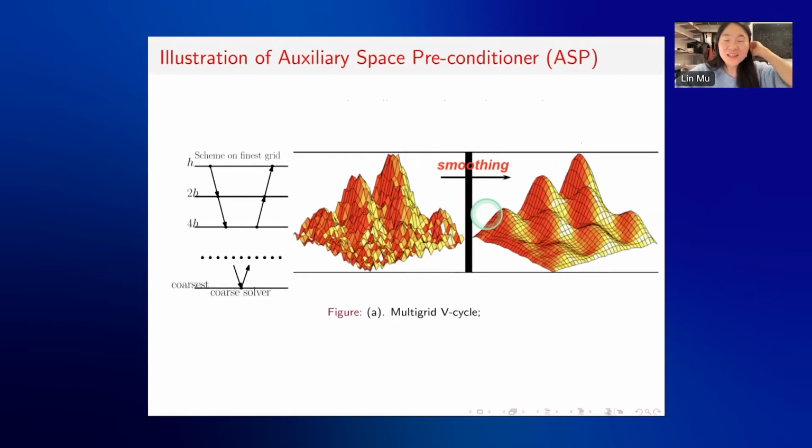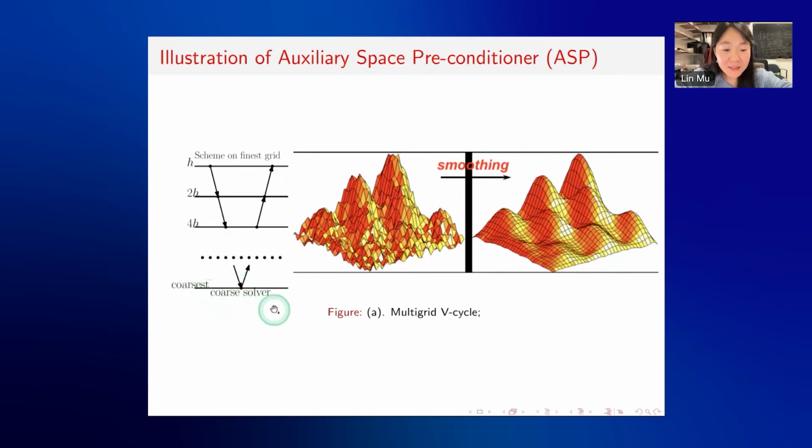Now we need a fast solver to efficiently solve our corresponding linear system. The method we are going to use is the auxiliary space preconditioner. Let's go back to the multigrid V-cycle method. If our problem is on the finest grid, with a small size h, it's too expensive to solve because the linear system may be too big and our condition number is too large. So we will go down by coarsening the grid. For example, we coarsen the grid by several levels.